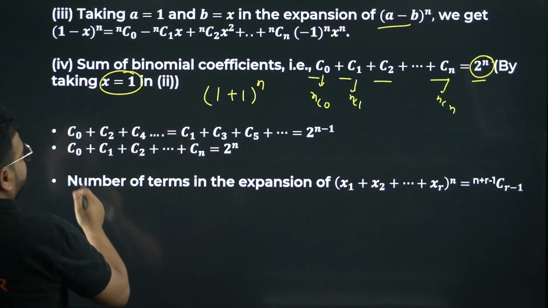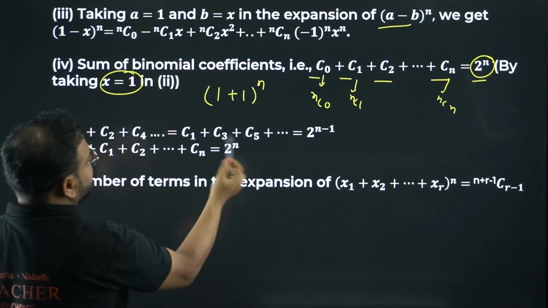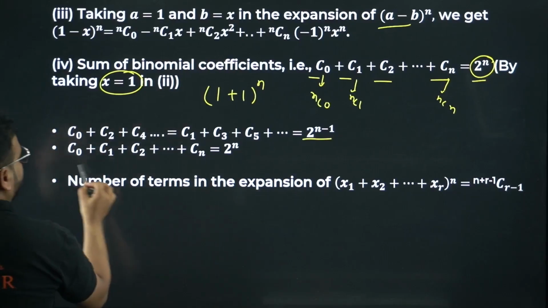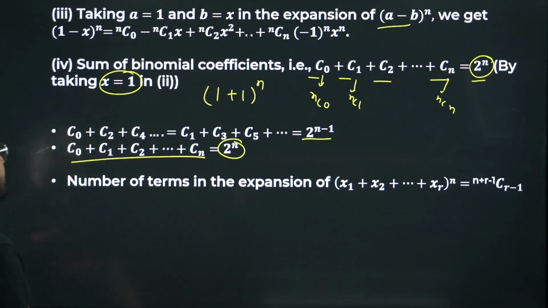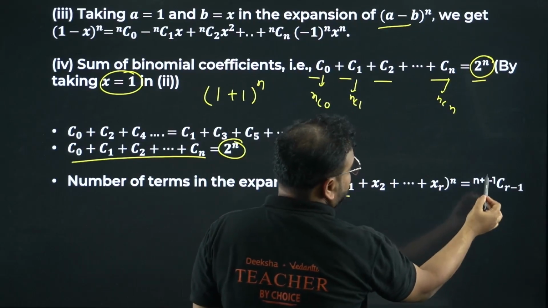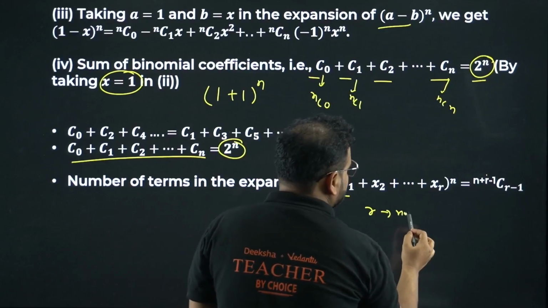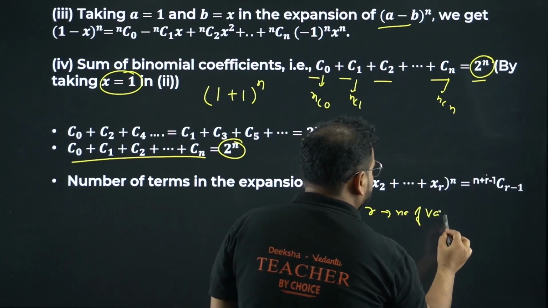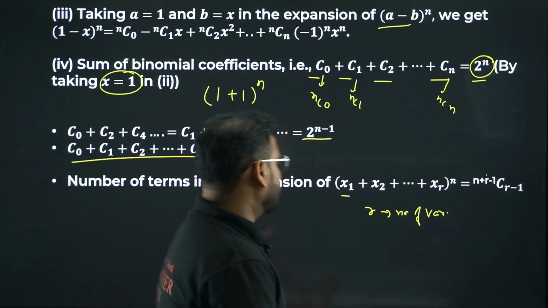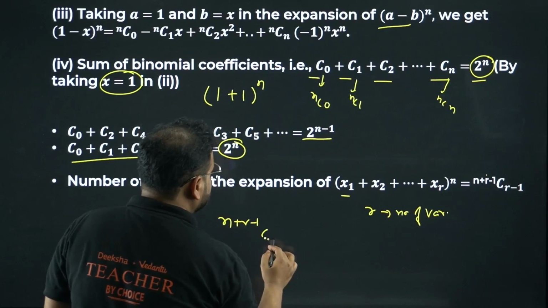Okay, so we have a result over here. Please check. If I write C0, C2, C4 like this, and C1, C3, C5 separately, I get 2 power n minus 1 for each, and the total already told you is 2 power n. Okay, the number of terms in the expansion will be given by this formula: n plus r minus 1 C r minus 1, where r represents the number of variables.